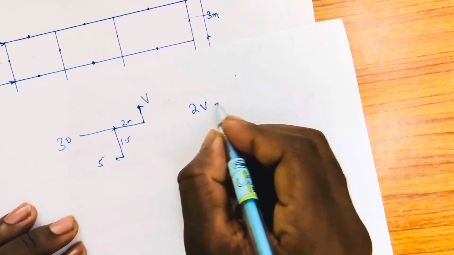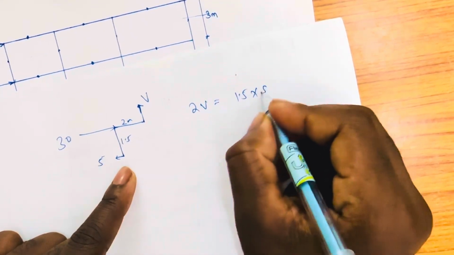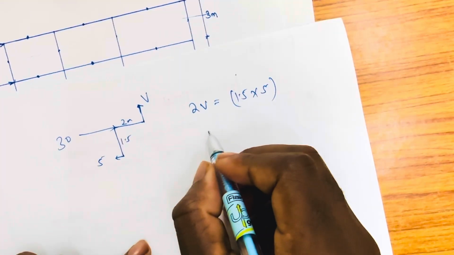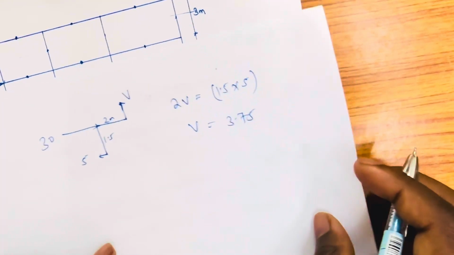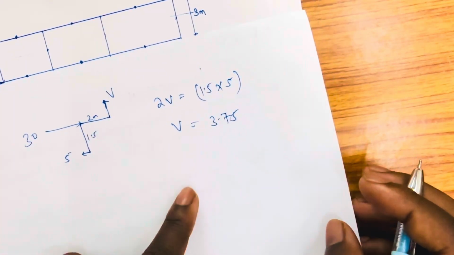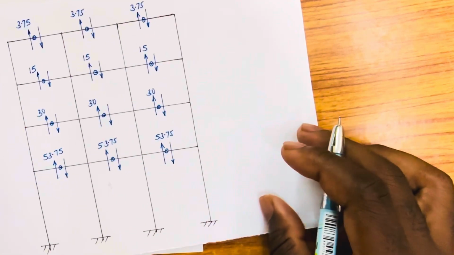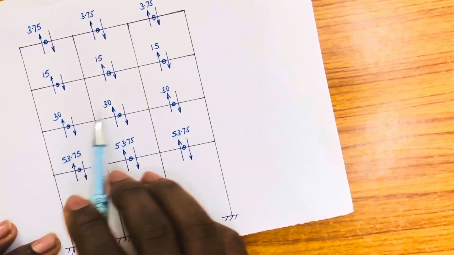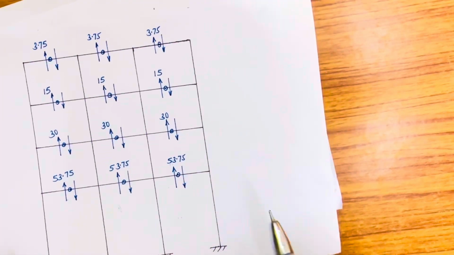So 2V is equal to 1.5 times 5, and you know that this is 7.5. 7.5 divided by 2, so V is equal to 3.75. So members, this is how you have to calculate the beam shear. You have to represent it on your column, and this is how it looks. As I have told you, calculate for the first one, it's the same for all of them. Calculate for the second one, it's the same. This is how we do the calculation for the beam shear.